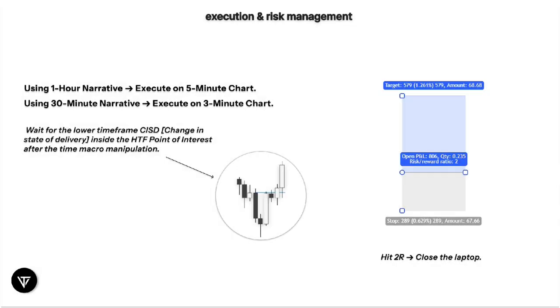If I am using the 1 hour narrative, I drop all the way down to the 5-minute chart for my entry. If I am using the 30-minute narrative, I refine it even further and use the 3-minute chart for my entry. I wait for that CISD, change in the state of delivery, on the lower time frame inside my higher time frame POI after the time macro has manipulated.